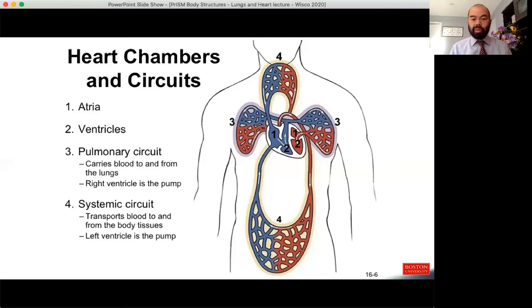An easier way to remember this is that arteries, regardless of what kind of blood they carry, are vessels that move away from the heart, and veins are vessels that move toward the heart.